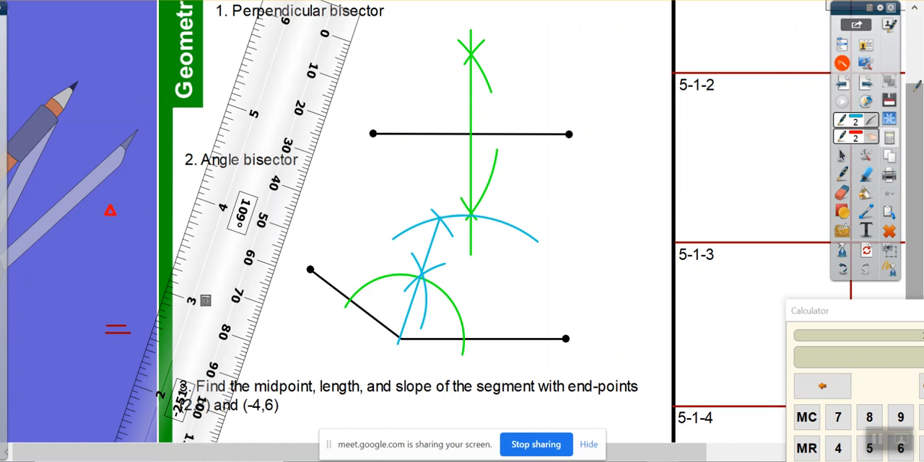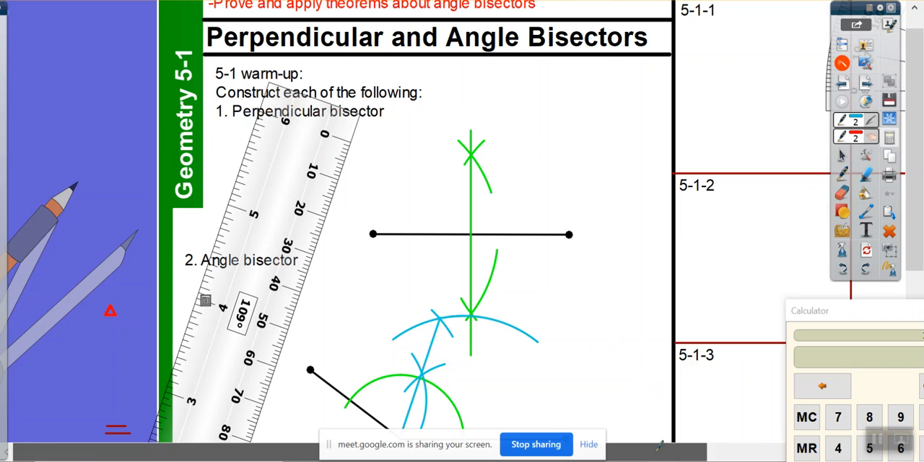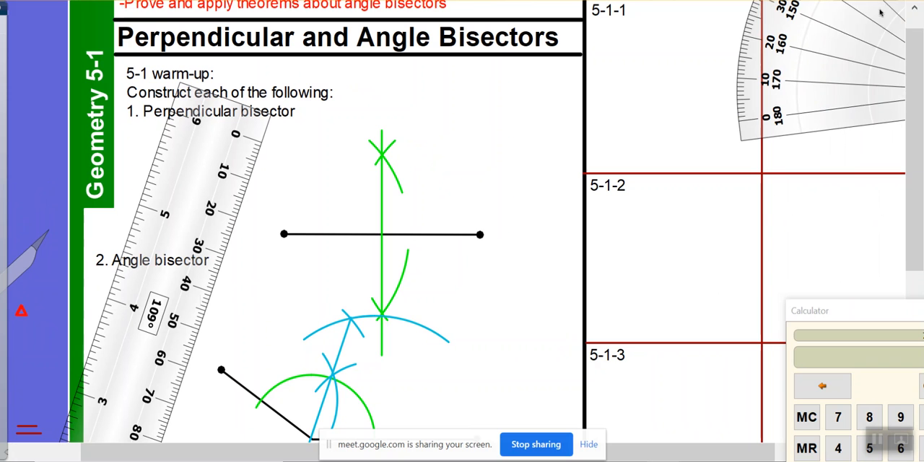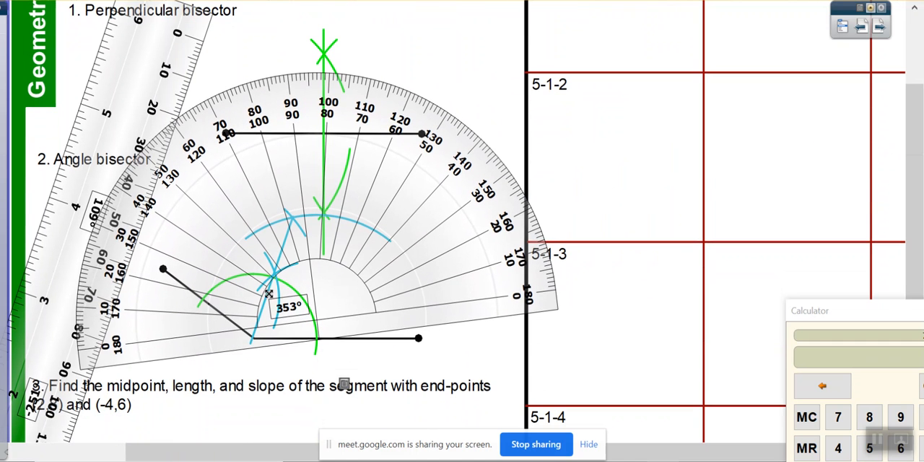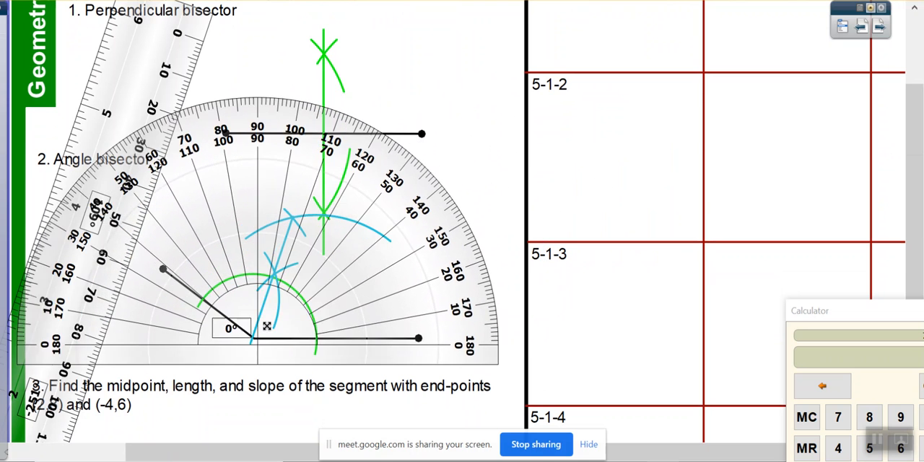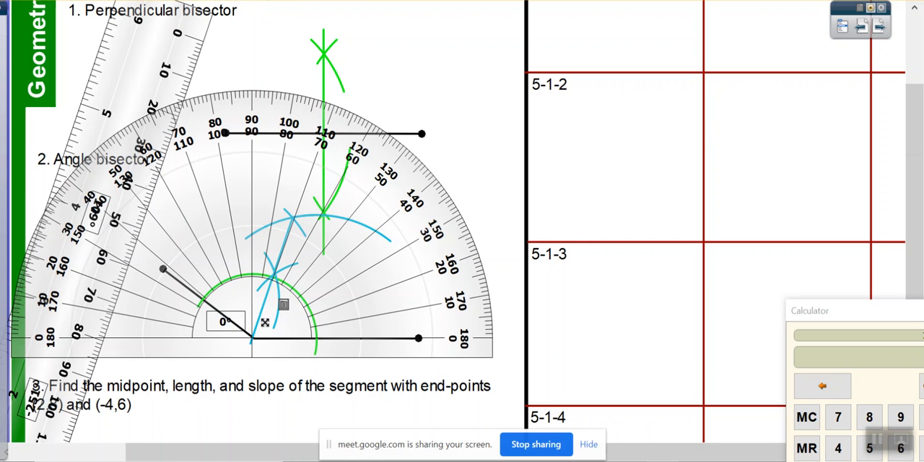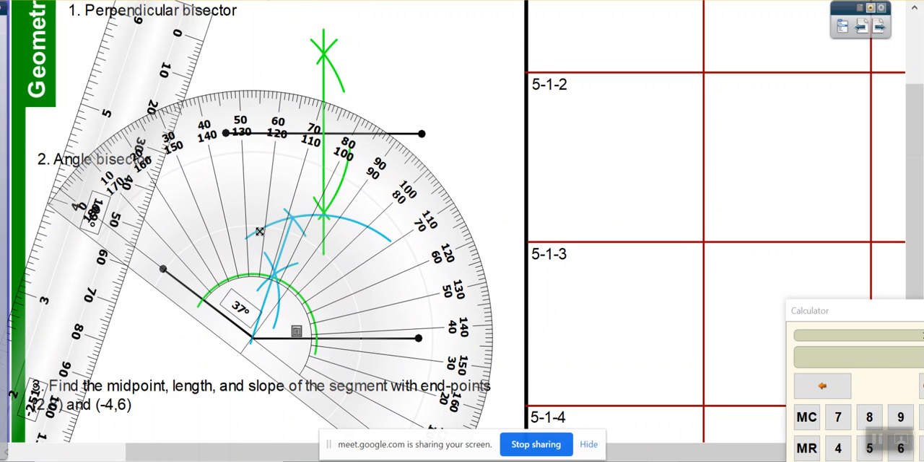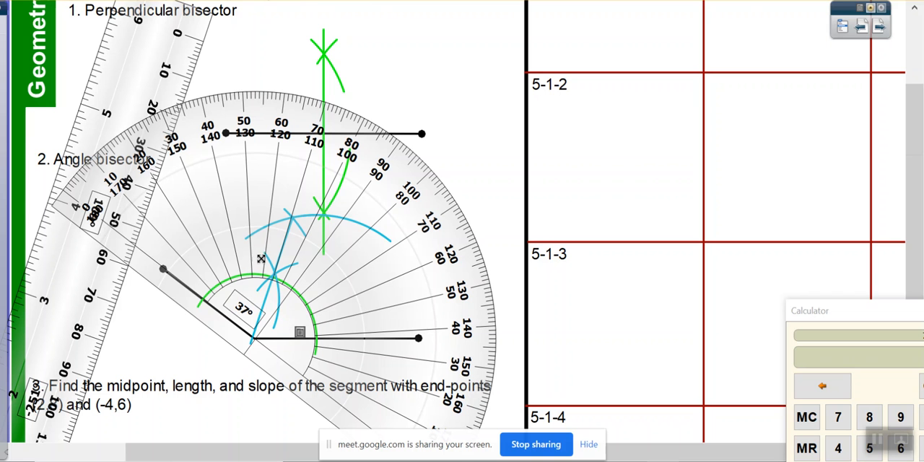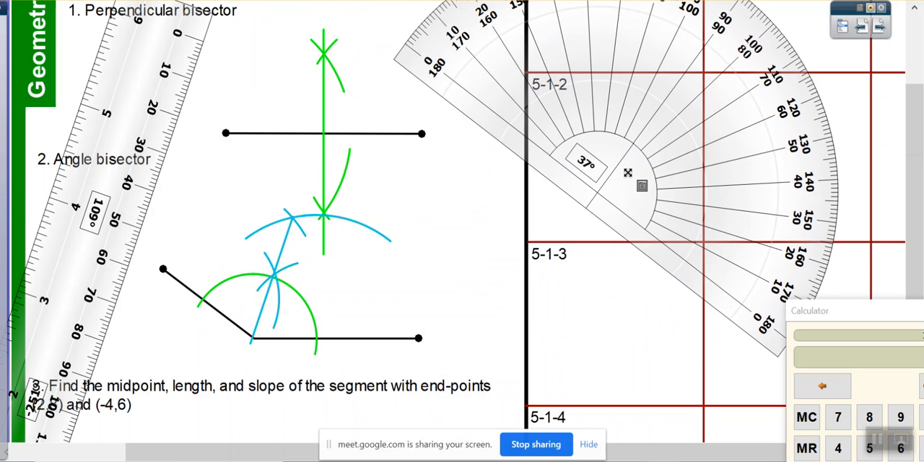And then just to prove that this is in fact an angle bisector, I am going to move this protractor over here. All right, so this angle here, I'm using the lower numbers, is 70 degrees. Doing the same thing here. Mine is a little bit off. There we go. 70 degrees. So we have cut this angle into two equal angles. We have created an angle bisector.